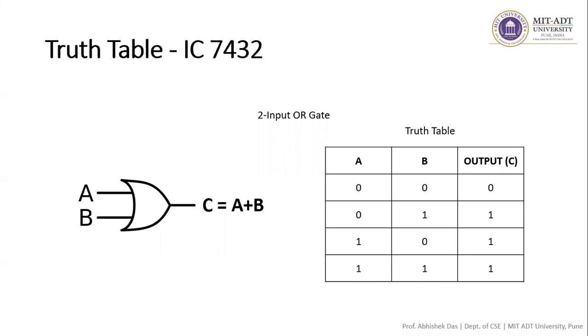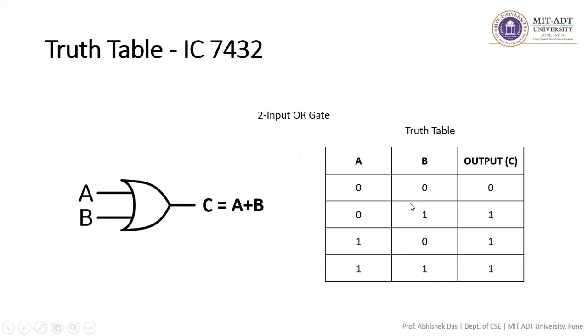As you can see, for A, B it also has two inputs, right? But in case of C, we are having one output. C is the only output. And the operation it performs is C equals A plus B, right? So we are adding the binary values.